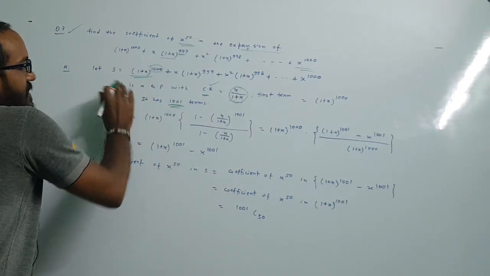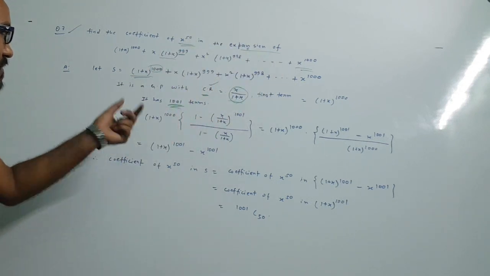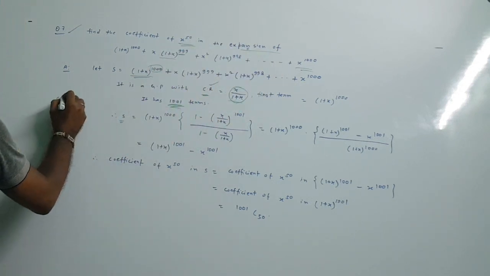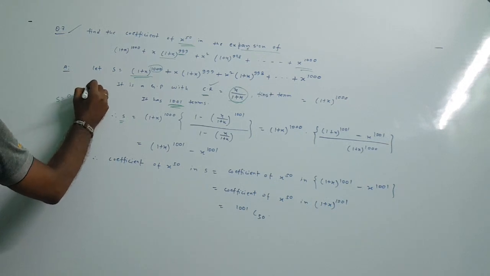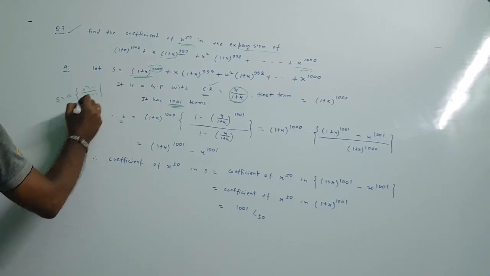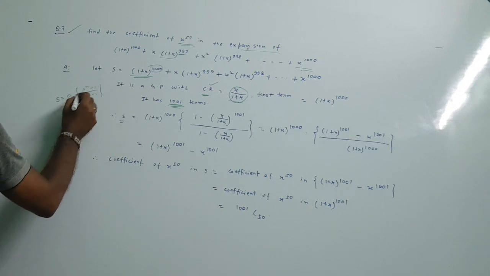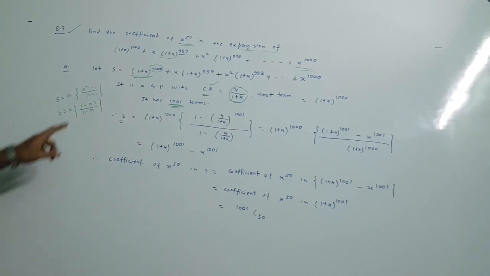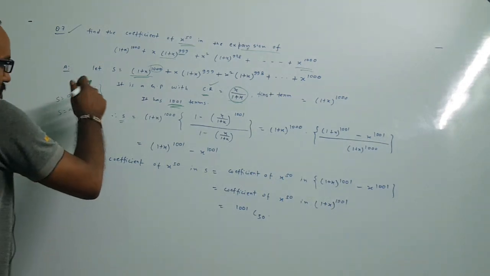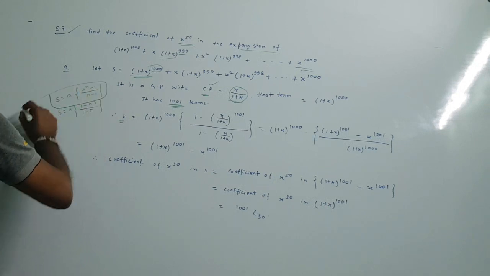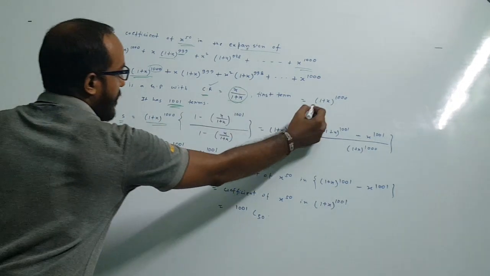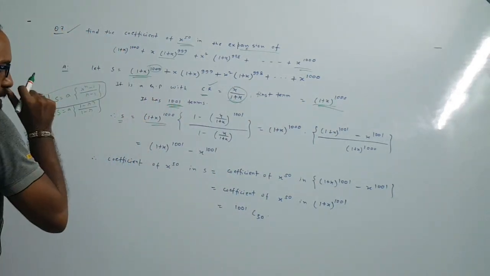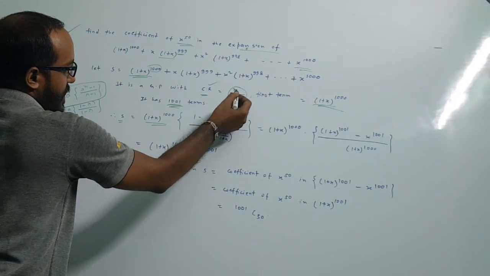So we will apply the sum formula for this GP series. The sum formula is Sn equals a into r to the power n minus 1 by r minus 1 if r is greater than 1. Or if r is less than 1, then we will apply a into 1 minus r to the power n by 1 minus r. If you take minus 1 common from this, you will get the same result. So you don't have to worry about these two results. You can remember one result. So a is your first term, 1 plus x to the power 1000, a into 1 minus r to the power n, with r being x by 1 plus x.